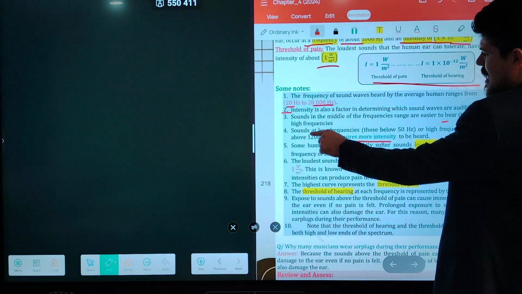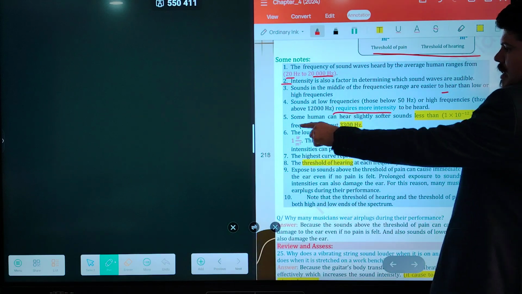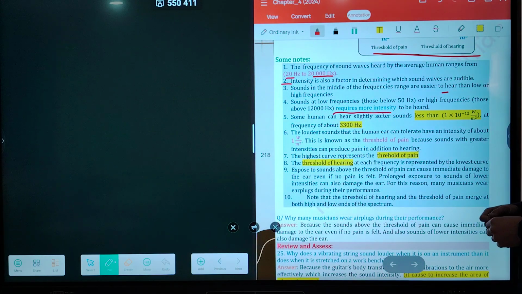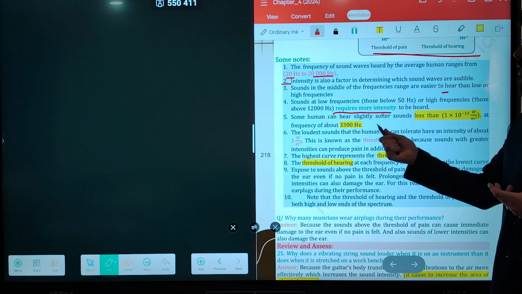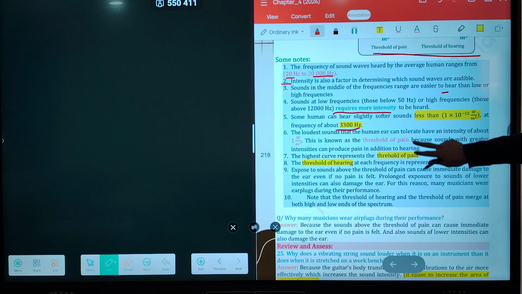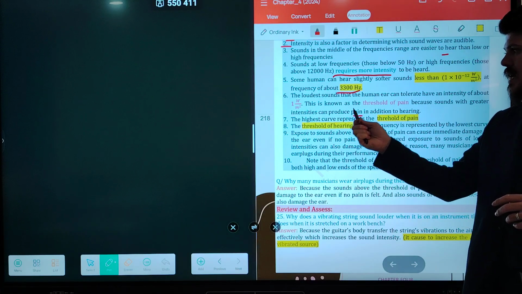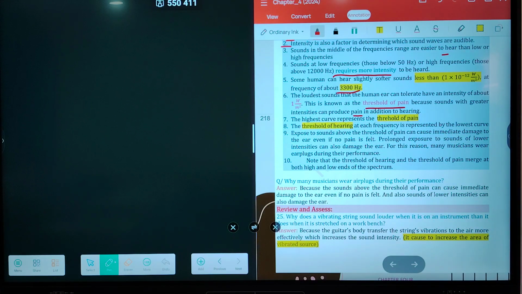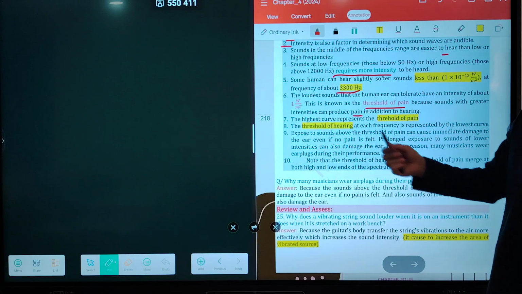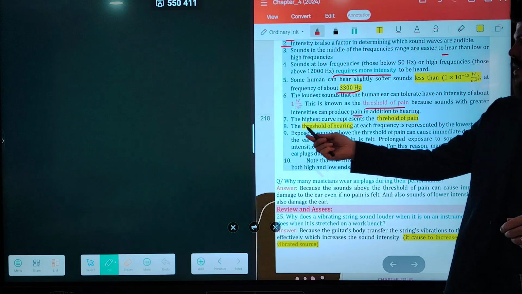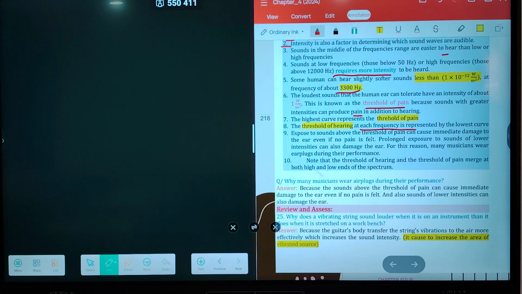As I mentioned here, some, not all, okay? This is a special case. Some humans can hear slightly softer sounds, less than 10 power negative 12, at which frequency? 3300 hertz. The loudest sounds that the human ear can tolerate have an intensity of about 1 watt. This is known as the threshold of pain, because sounds with greater intensity can produce pain. That is why we call it the threshold of pain, in addition to the threshold of hearing. The highest curve represents the threshold of pain. The threshold of hearing at each frequency is represented by the lowest curve, located at the bottom of the spectrum.